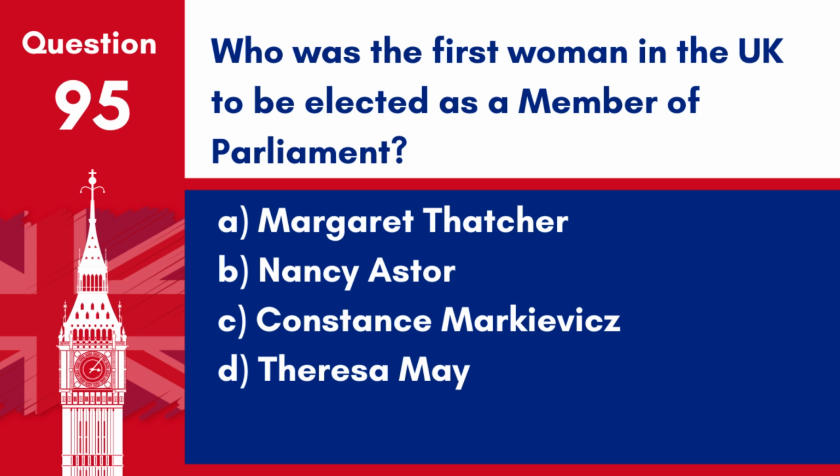Question 95. Who was the first woman in the UK to be elected as a Member of Parliament? A. Margaret Thatcher. B. Nancy Astor. C. Constance Markievicz. D. Theresa May. Answer. C. Constance Markievicz. Constance Markievicz was elected in 1918 but, as a member of Sinn Féin, did not take a seat. Nancy Astor was the first woman to take a seat in Parliament in 1919.